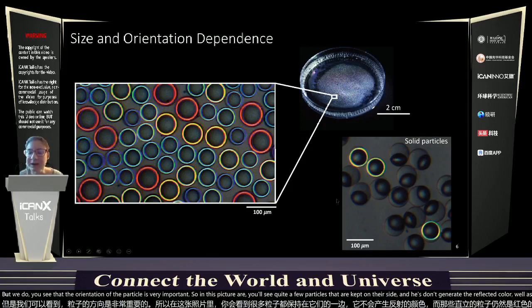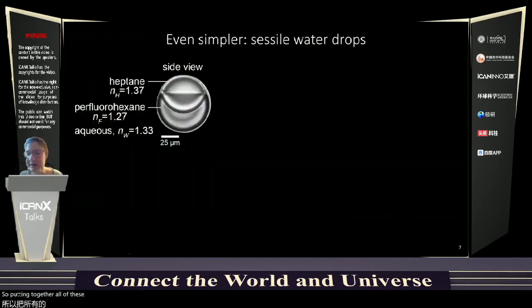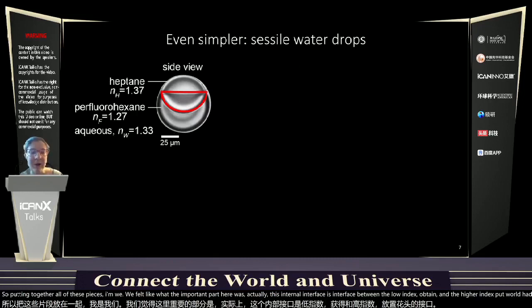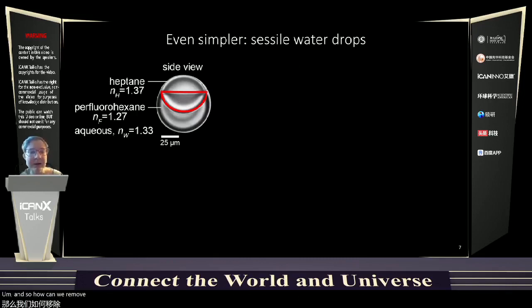So putting together all of these pieces, we felt like what the important part here was actually this internal interface, this interface between the low index heptane and the higher index perfluorohexane. And so how can we remove all of these extra interfaces that might be complicating things, to just simplify this to the easiest system possible to deal with?